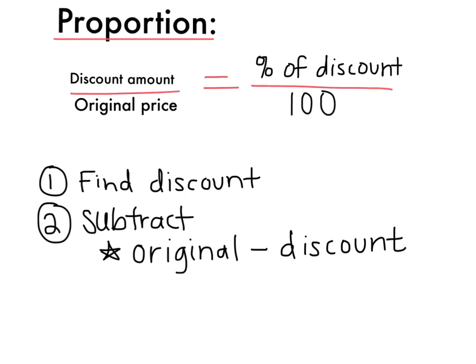I'm going to go through two different ways to use a proportion. The very first way is if you're trying to find what the discount is, what amount of money am I taking off the price I'm paying? You're going to need your percent of discount. That always goes over 100. We're trying to find the discount amount. That's always going to go over the original price. So first we're going to find the discount. Then we'll subtract that discount from our original price. That'll give us our final price that we have to pay.